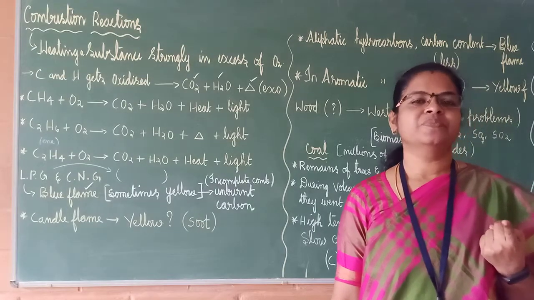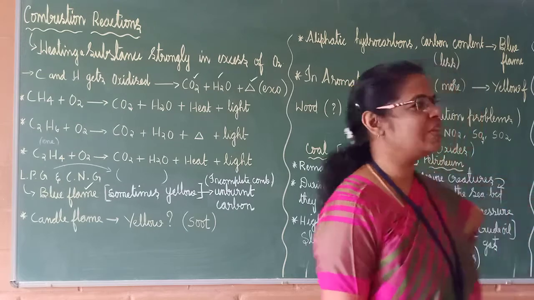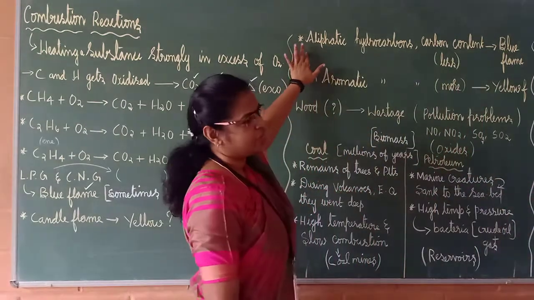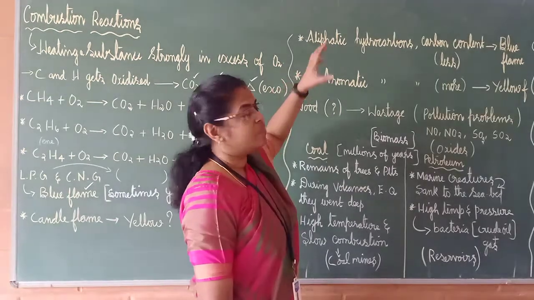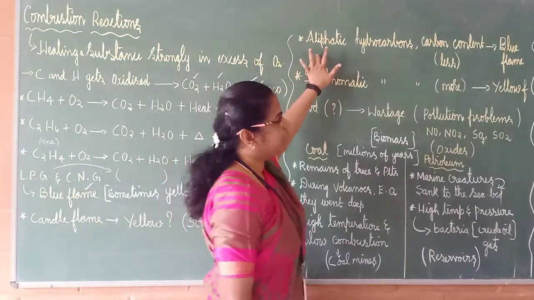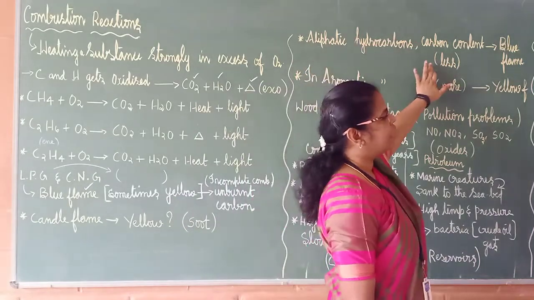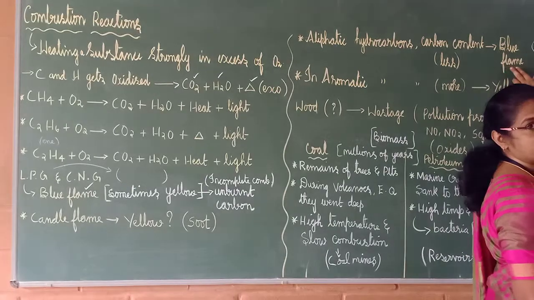What is that? Good, benzene. What is the formula for benzene? C6H6. Very good. So now, aliphatic hydrocarbons will have less carbon content when you compare these two, and that is the reason a blue color flame will be produced.